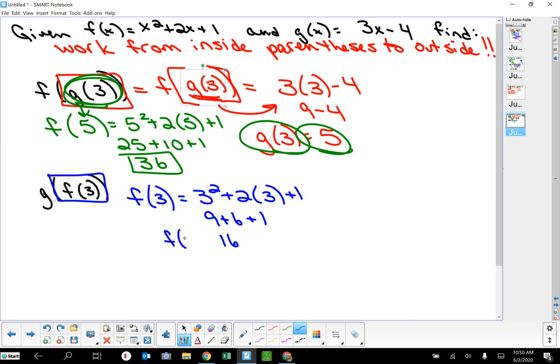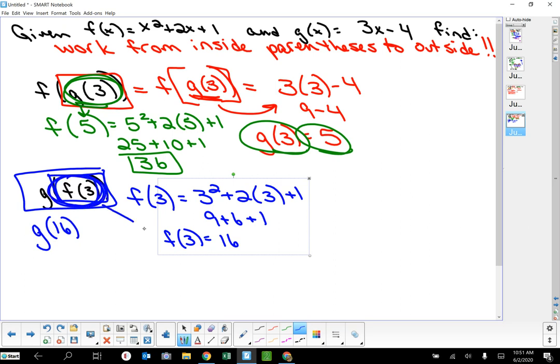And so f of 3 equals 16, which means now I'm finding, let's go back to this original statement. Now I'm going to find g of 16. Just replace the f of 3 with the 16. I'm going to do that down here. So g of 16, g of x is 3x minus 4. I'm going to plug 16 in.